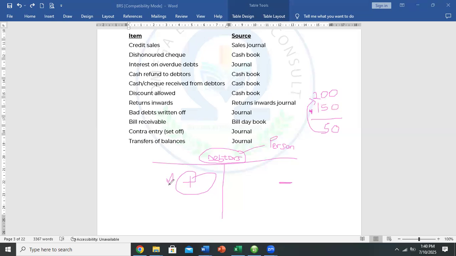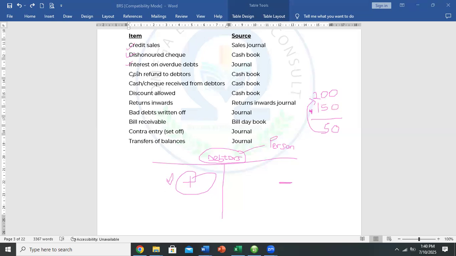Okay, so let's go through together. We are done with credit sales and dishonored check. Now, interest on overdue debt. So the person hasn't paid and you are charging interest. It's obvious the interest will make the debt increase, and so that will also be on the debit side.